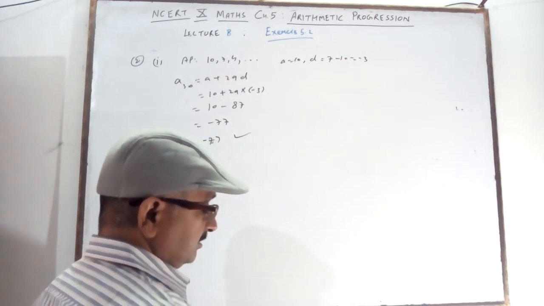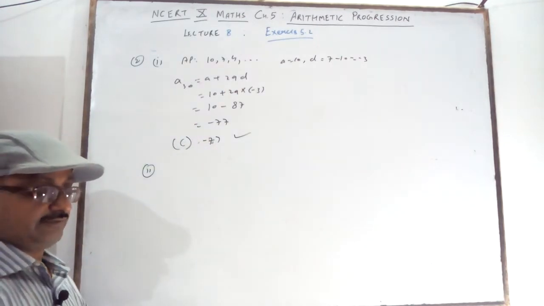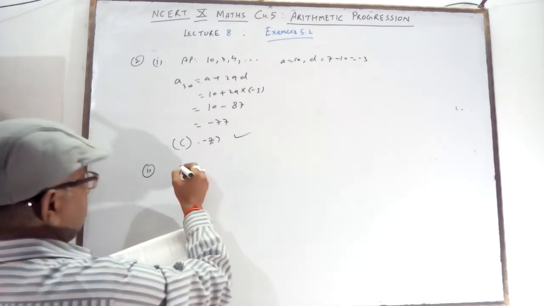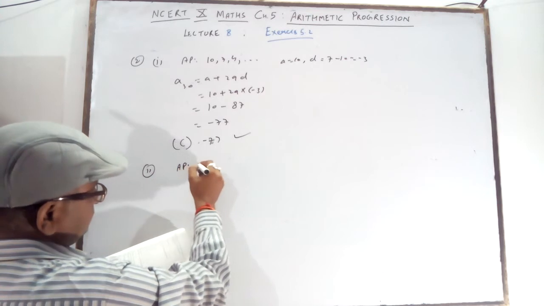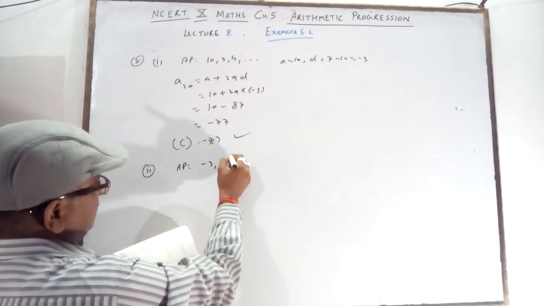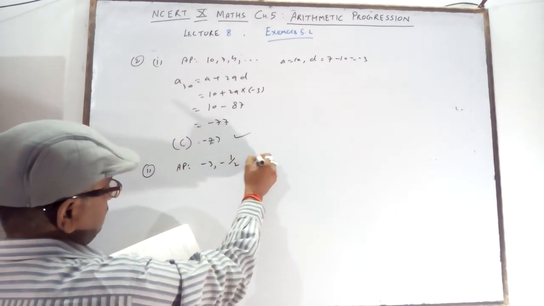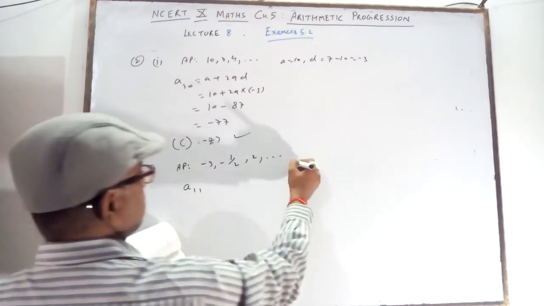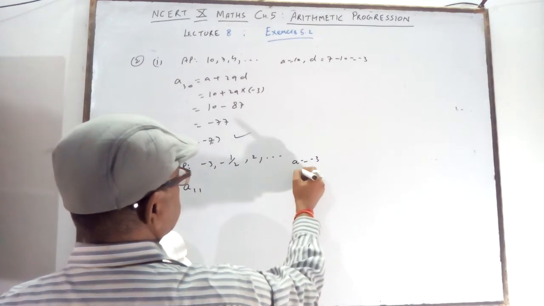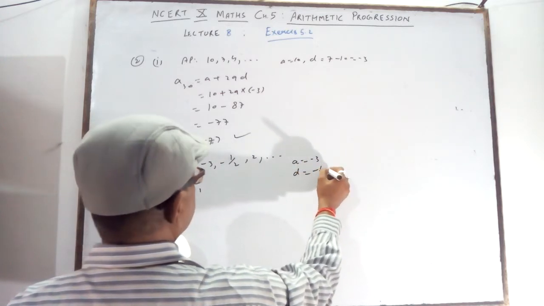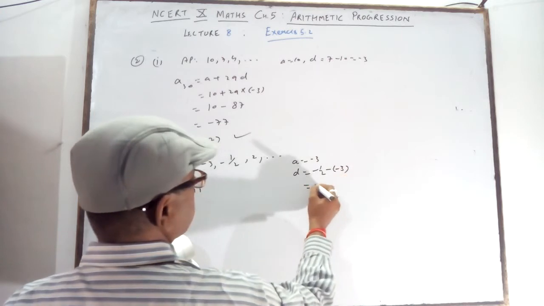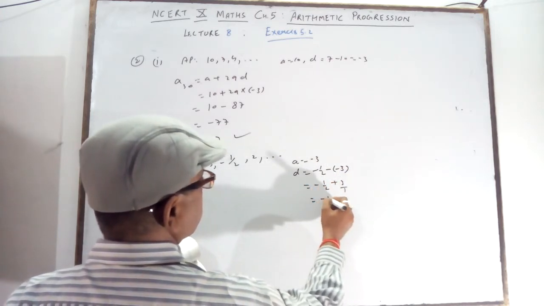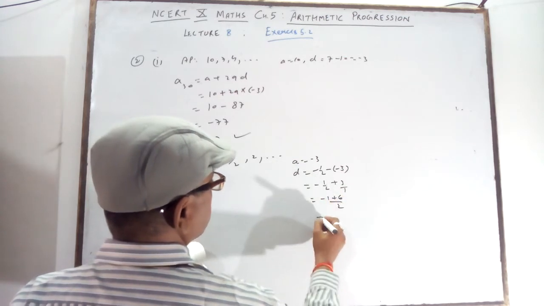What is the question given? Second part is given, 11th term of AP. 11th term you want. AP is given -3, -1/2, 2 and so on. What do you want? a11. What is a? -3. What is d? -1/2 minus of -3. Will solve it. Don't write directly. -1 plus 6 over 2. What are you getting?